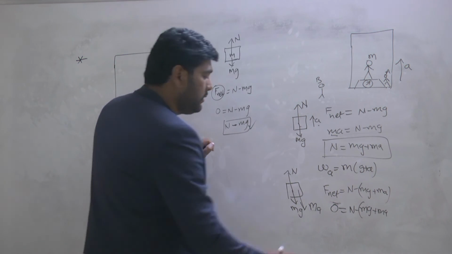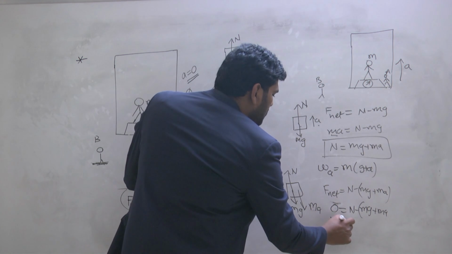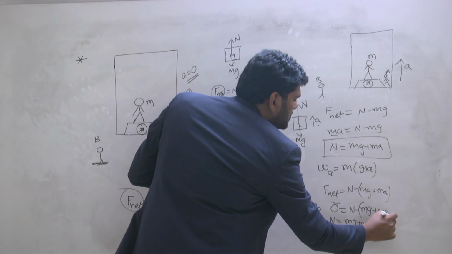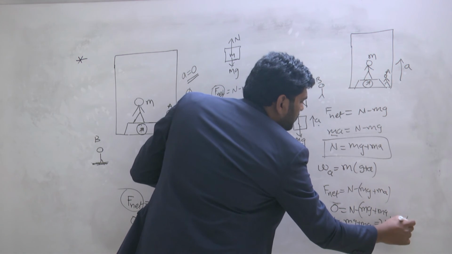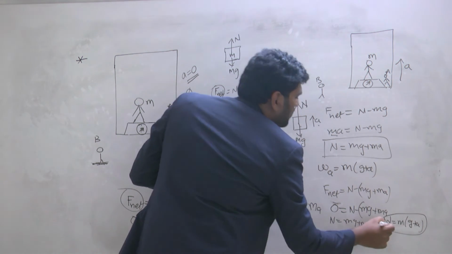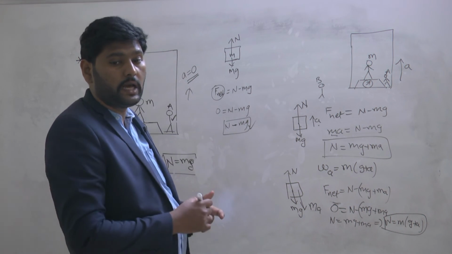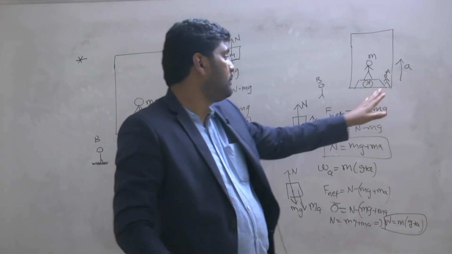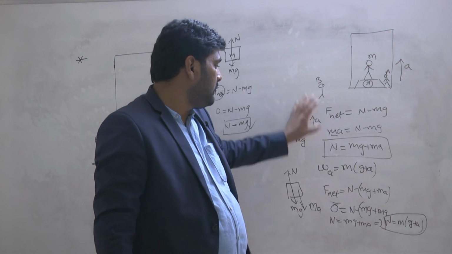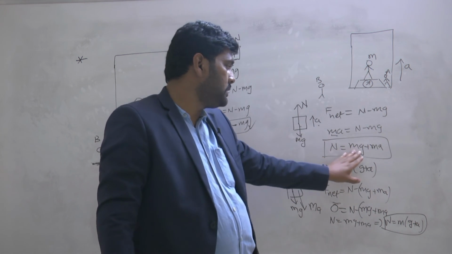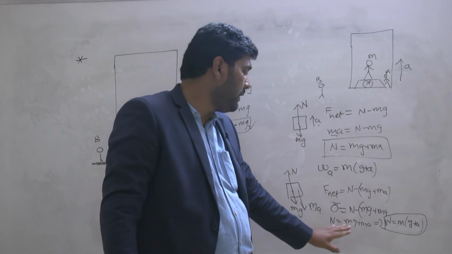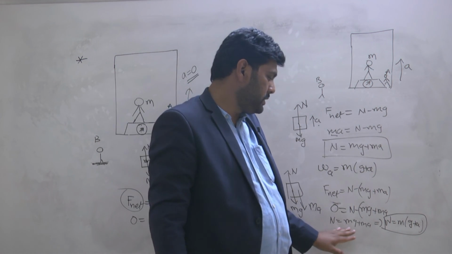From here, what will we have? N is equal to mg plus ma. So N is equal to m of g plus a. This is your normal reaction with respect to person A. Before, with respect to person B, what was the normal reaction? N is equal to mg plus ma. Even with respect to person A, you have the answer N is equal to mg plus ma.